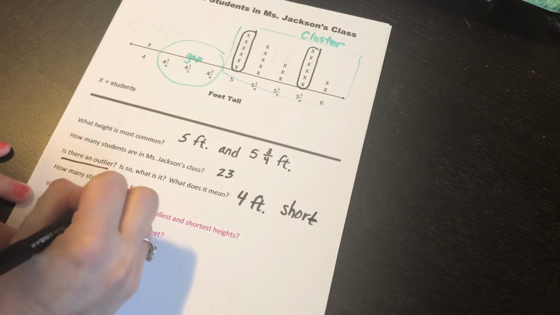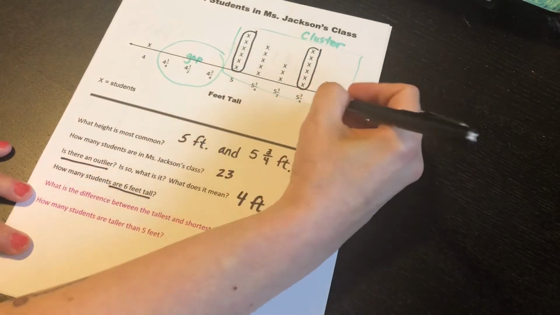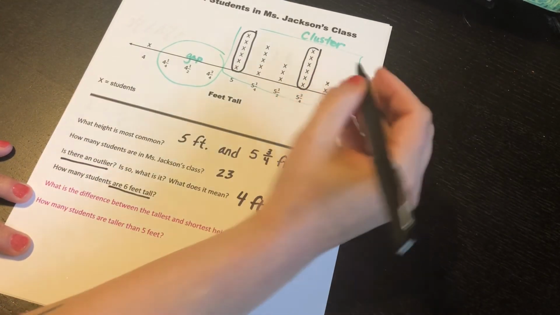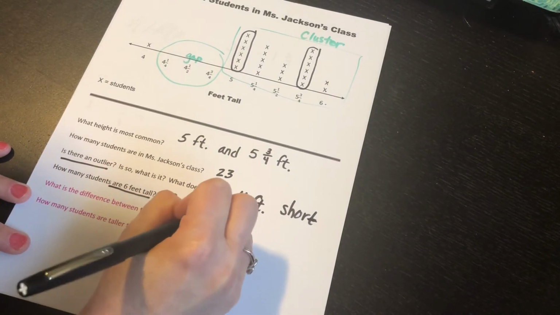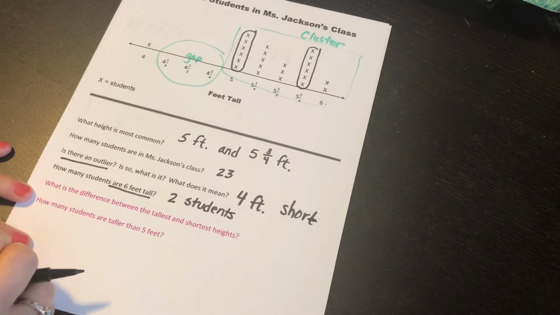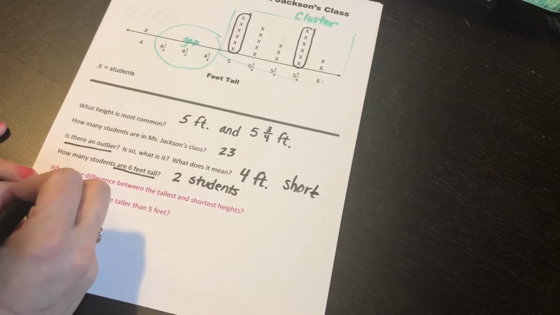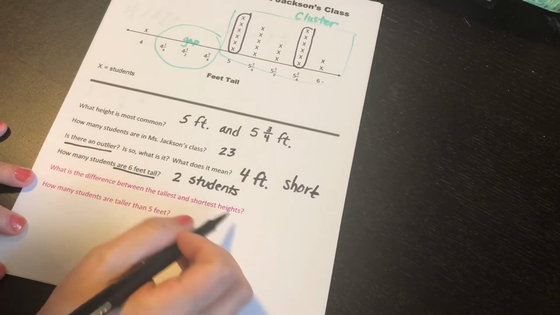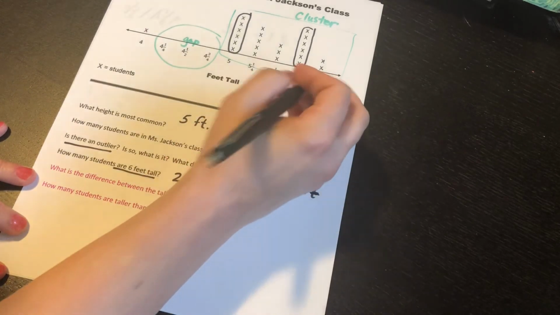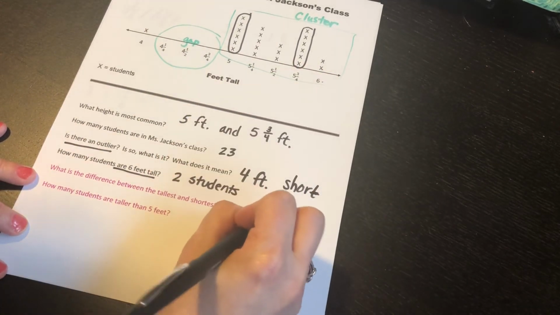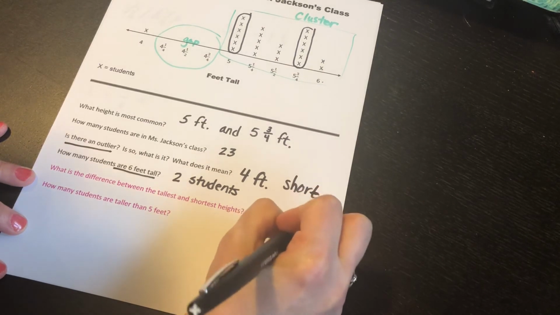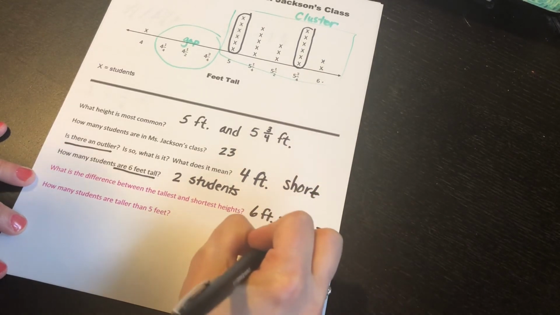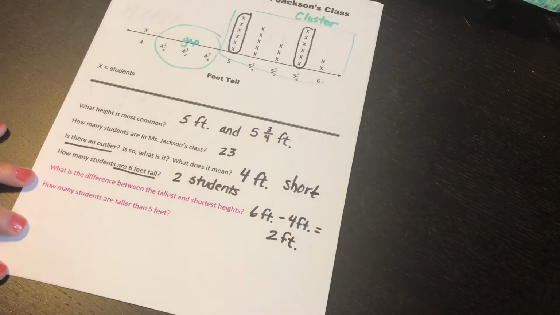How many students are 6 feet tall? Well, I find 6 feet and I see 2 X's, so 2 students. And here again are some questions we'll be seeing on Tuesday. What is the difference between the tallest and shortest heights? Well, the tallest is 6 feet and the shortest is 4 feet. So the difference between the two is 2 feet.